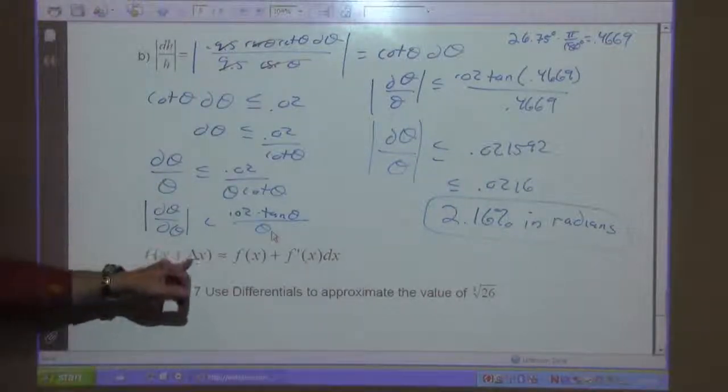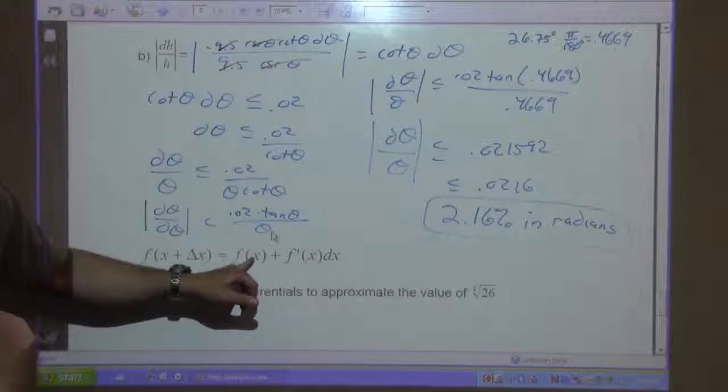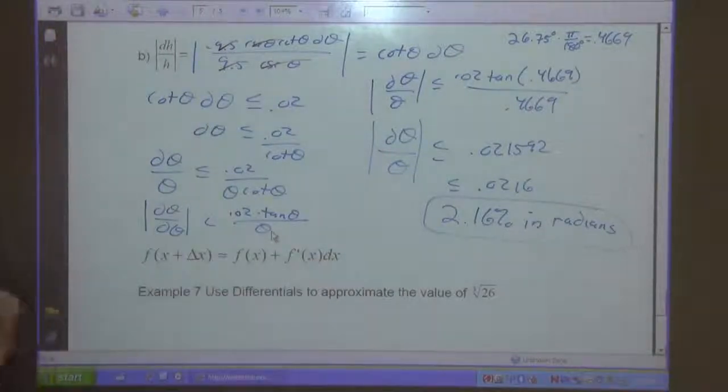Okay, so f of x plus delta x is going to be approximated by f of x plus f prime of x dx. We're going to finish this section off, and then finish this chapter off by doing example 7. It says use differentials to approximate the value of the cube root of 26. So I'm going to scroll up, pause if you need to pause.